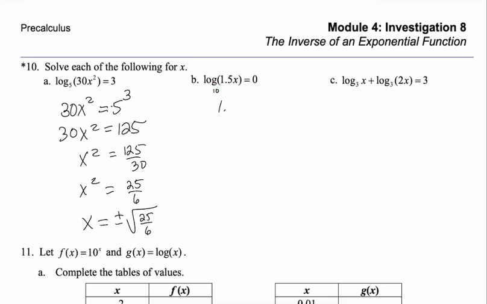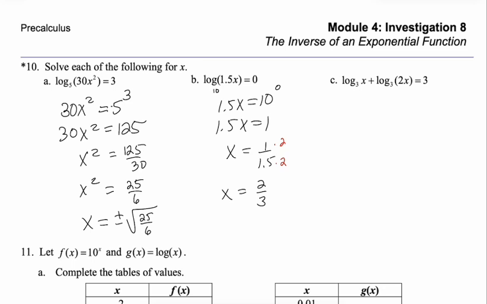So we know that 1.5x has to be 10 to a power of 0. Well, anything to a power of 0 is 1, so that's a nice thing to solve. We're just going to divide both sides by 1.5. That's 1 over 1.5. If I see a 0.5 in my denominator, I just double everything to make that fraction prettier. And so my final answer is 2/3. So that's that one. Let's look at C.